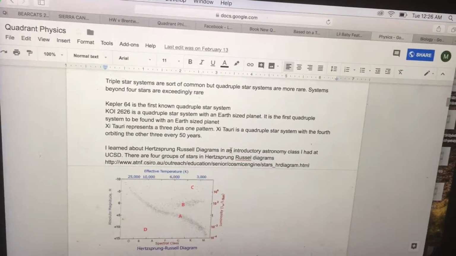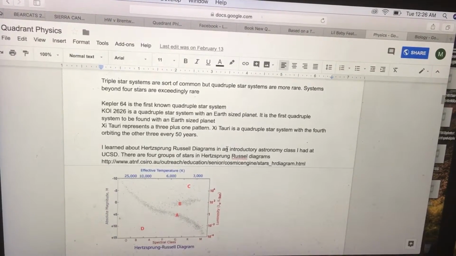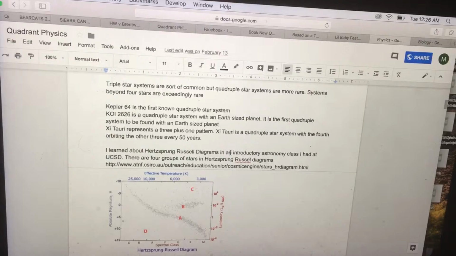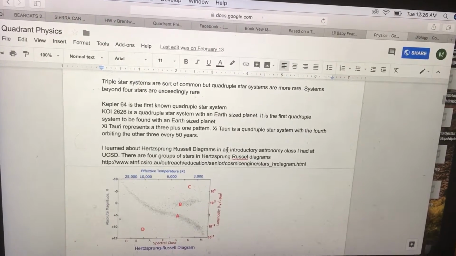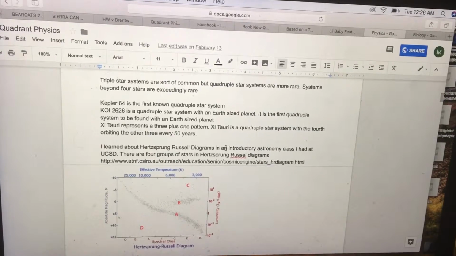Kepler-64 is the first known quadruple star system. KOI 2626 is a quadruple star system with an Earth-sized planet. It's the first quadruple system to be found with an Earth-sized planet.